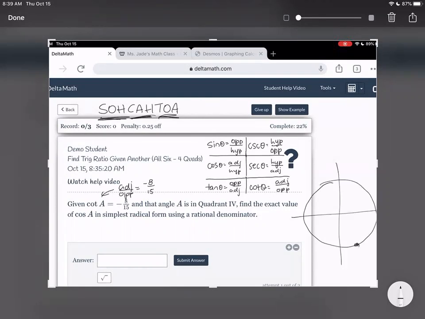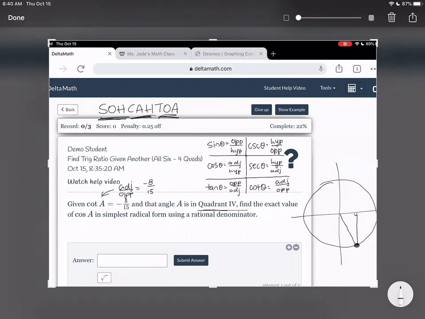I'm going to put my point over here in quadrant 4, because they said angle A is in quadrant 4. Connect it to the center and then bring it upwards until it reaches the x-axis. So remember, this is how you draw your triangles in quadrant 4. Our adjacent over opposite is going to be -8 over 15.